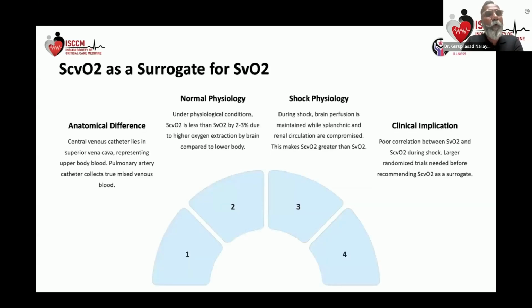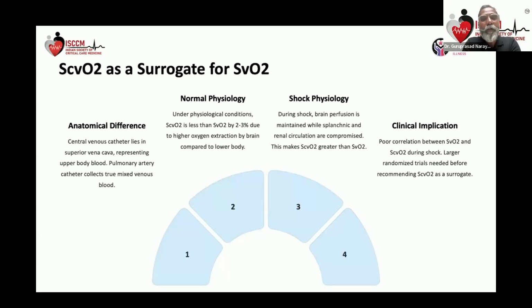So more important, what we can do is always measure the central venous oxygen, and it can be used as a surrogate for SpO2. The anatomical difference is that the oxygen saturation from a central venous catheter is ScVO2, and what is taken from a pulmonary catheter is mixed venous oxygen, SvO2. So there is blood from the upper limb, lower limb, and the coronary sinus in an SvO2.